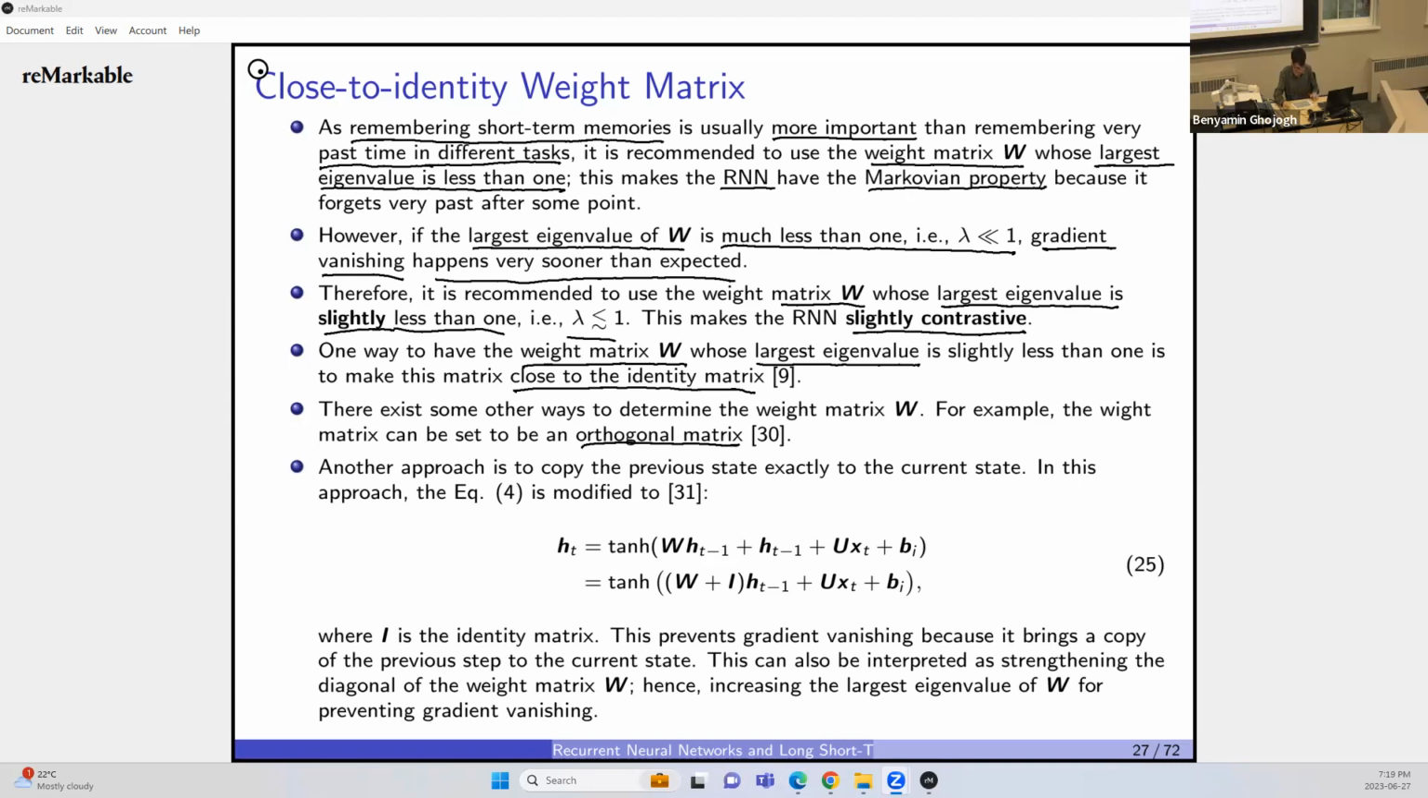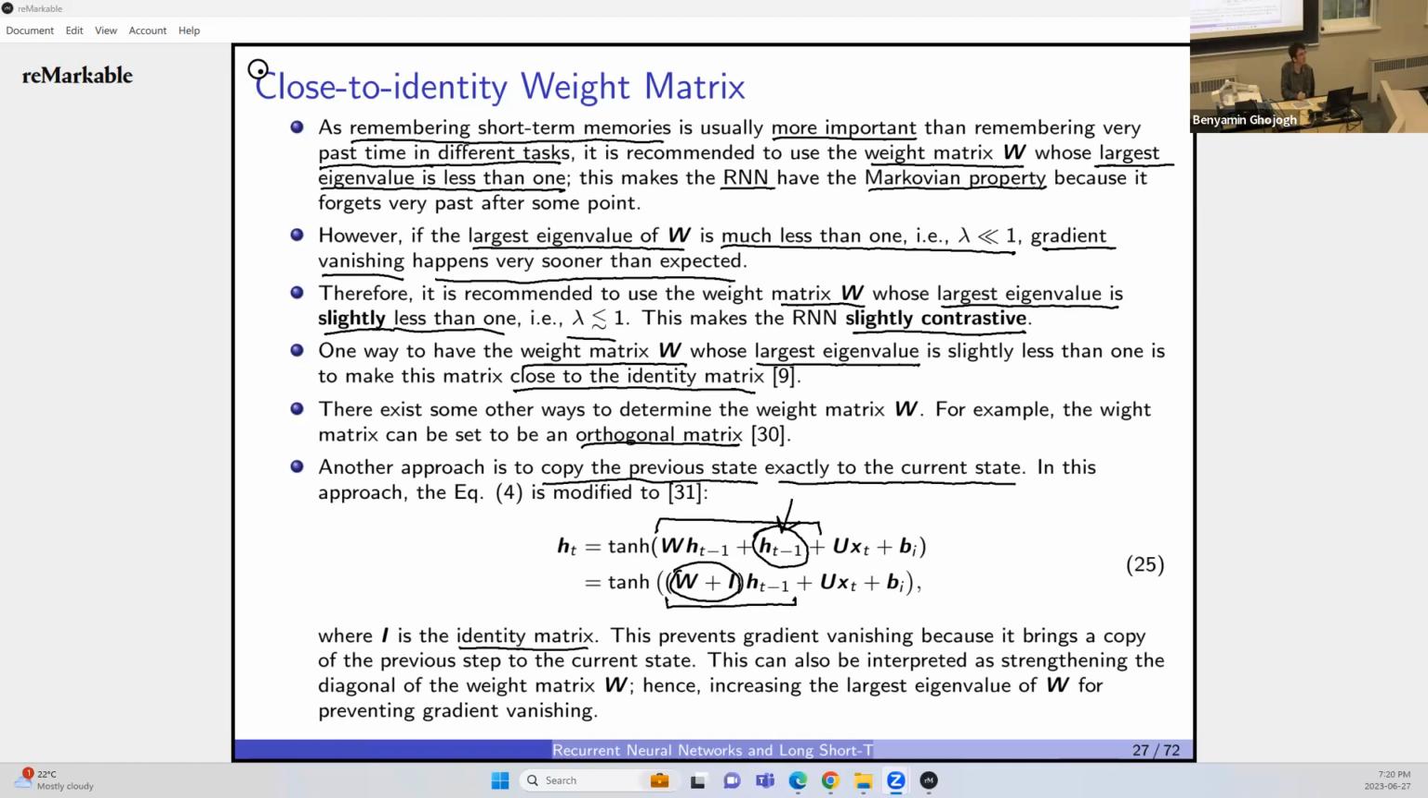Okay. Another approach is what? To copy the previous state exactly to the current state. In this approach, equation 4 is modified to this. So what do I mean? Here, if you drop this term, it will become the previous equation, right? However, I'm adding or copying the previous state again. And what does it do? If you consider these two together with the additional term, then you factor out h_{t-1}, right? Factor out. So you will have W plus I. What is W plus I?